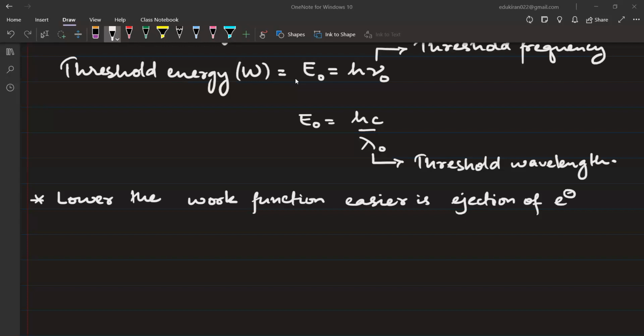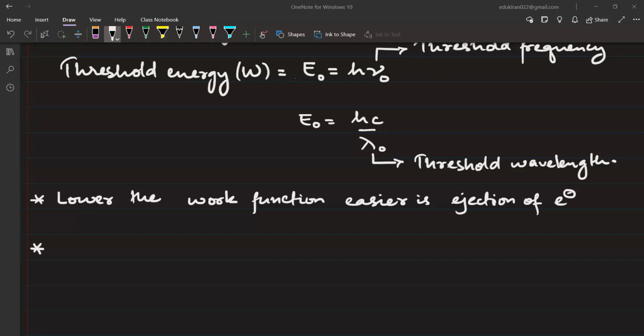Now, next thing is that if I give energy more than required, how much energy are we giving? Threshold energy is the required energy to eject electron from the metal surface, right? But we are giving more than required. How much are we giving? More than required. Okay, fine, very good.